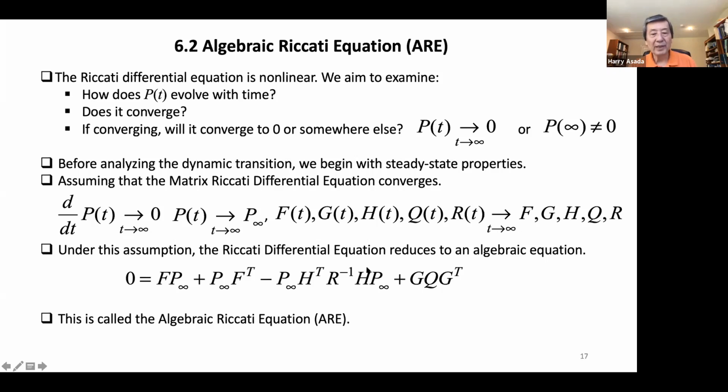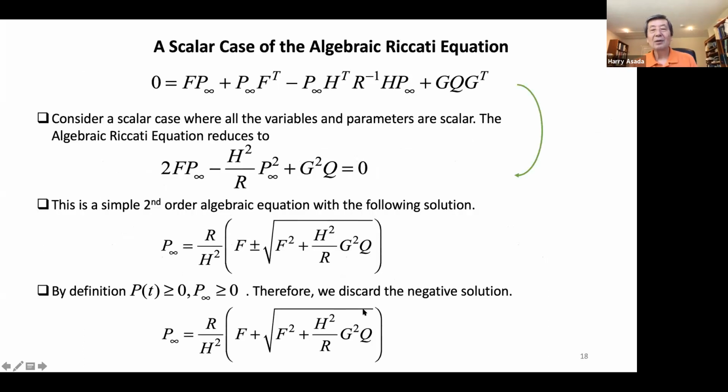The original Riccati differential equation is now reduced to the following algebraic equation by setting dP/dt to be 0. It becomes an algebraic equation. Even though it is nonlinear, it is much simpler because it's algebraic. This is called the algebraic Riccati equation, or ARE. To better understand this, since the matrix case is a little bit complex, let me start with the scalar case.